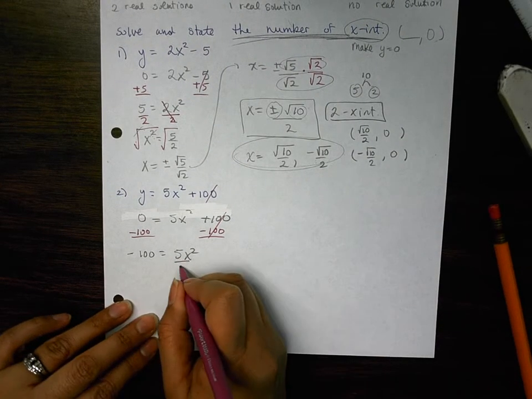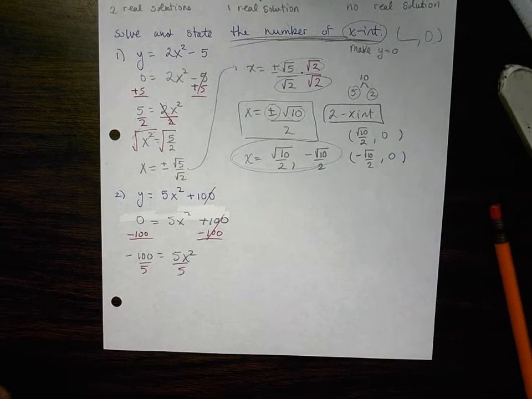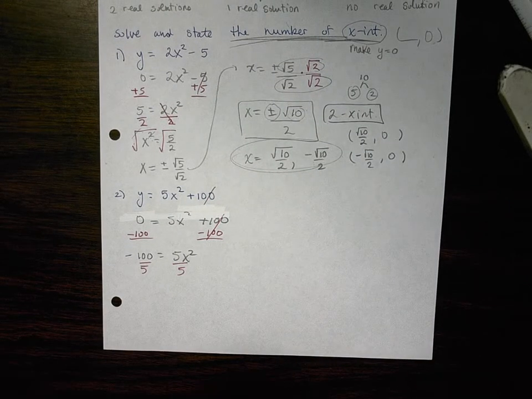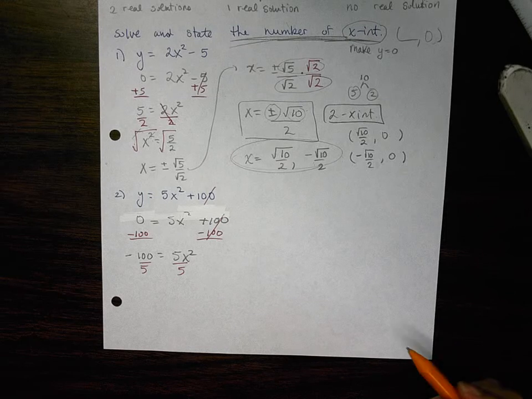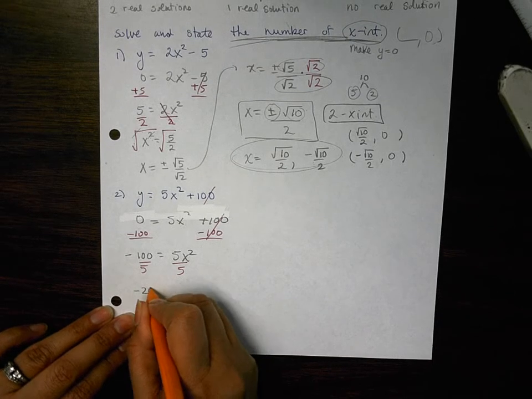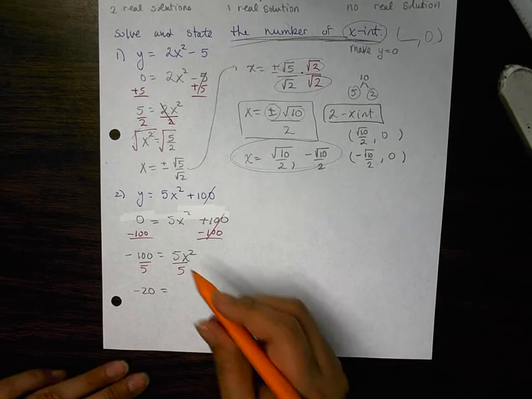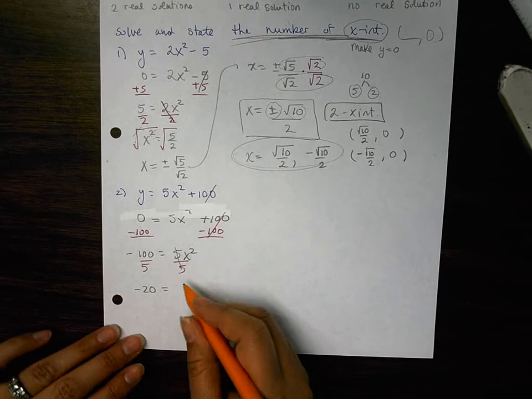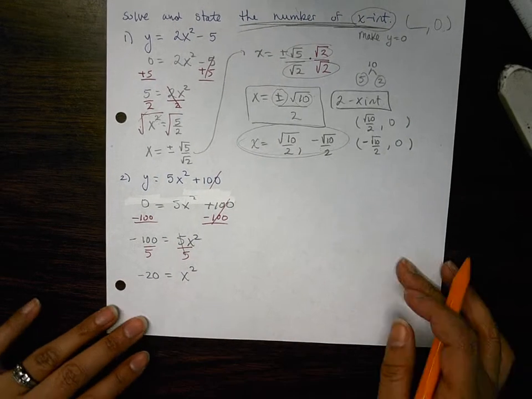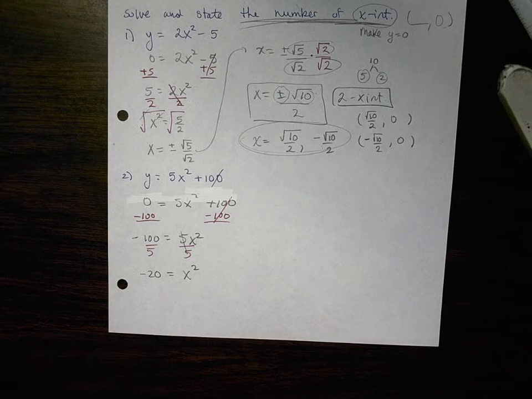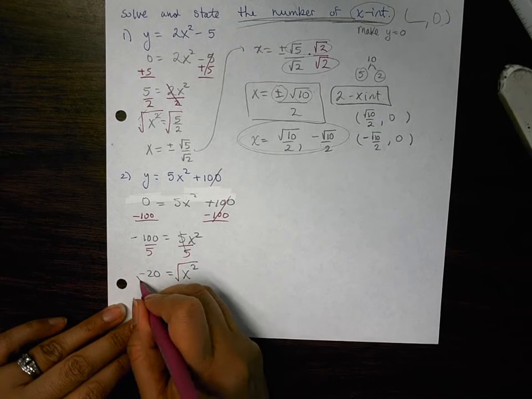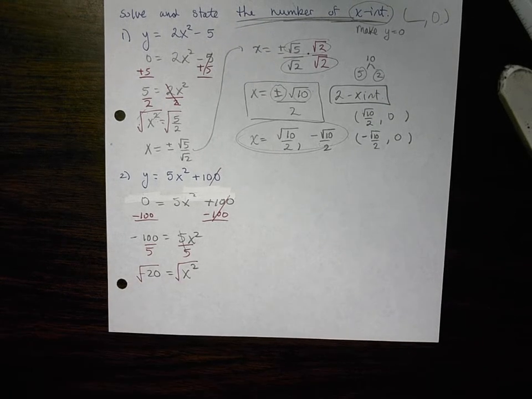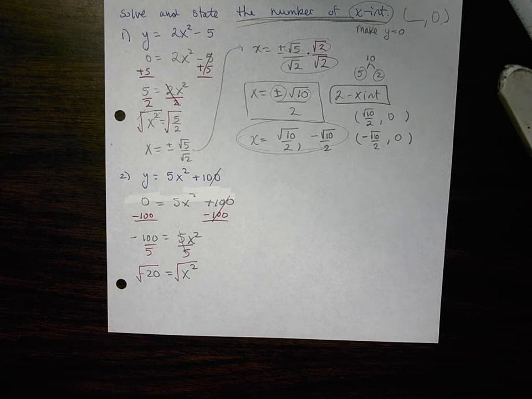Danielle, what do I do next? Divide 5 on both sides. Negative 100 divided by 5, excuse me, is negative what? Negative 20? 5 divided by 5, those undo each other because they're inverses of each other. X squared, what do I do to both sides? That's what Abraham told us earlier, you square root.